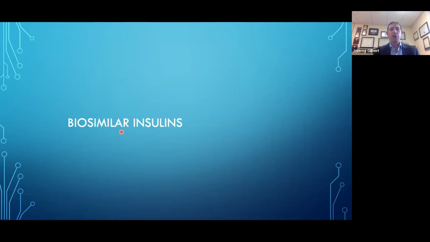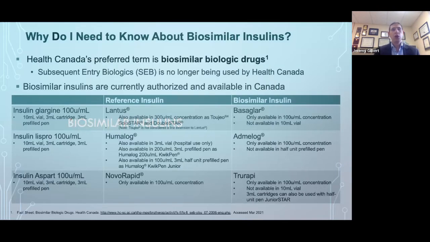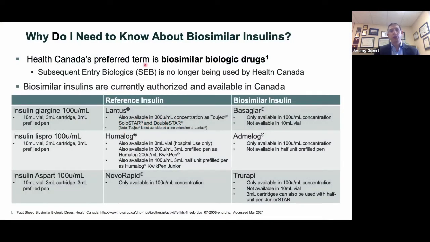And so I think familiarity as healthcare professionals with these products is really important, and implementing them in practice in the right clinical context. The old term for this is subsequent entry biologics. We don't use that term anymore, but you might still see it in some of your readings. So the proper term is biosimilar biologic agent. And just to give you the lay of the land here.